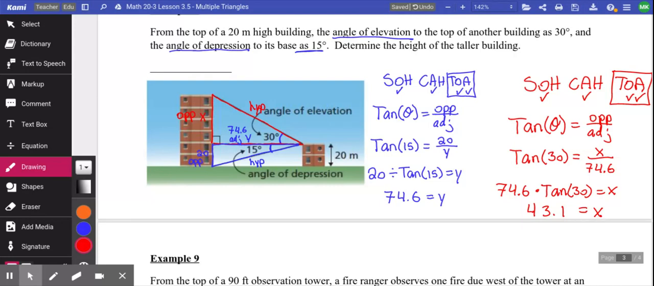What we just calculated, this 43.1, is only the top part of the building. It's not the entire building, right? So remember that your answer now would have to be the top part plus the bottom part. We already know the bottom is 20. So then it would be 43.1 plus 20 equals 63.1.